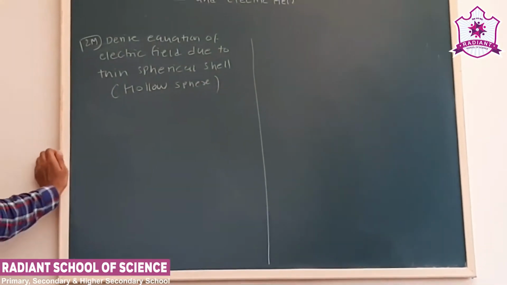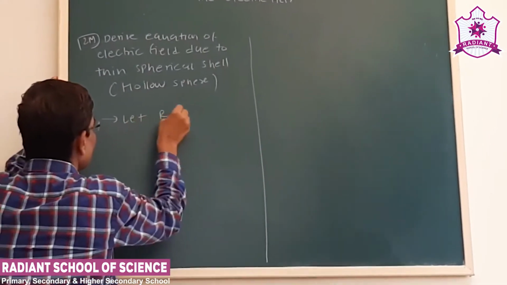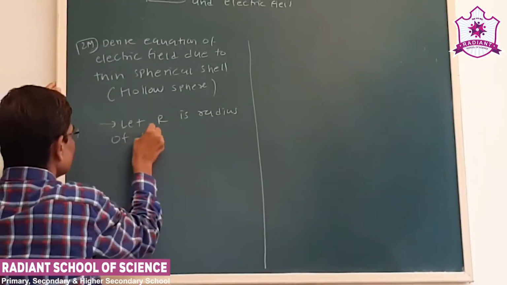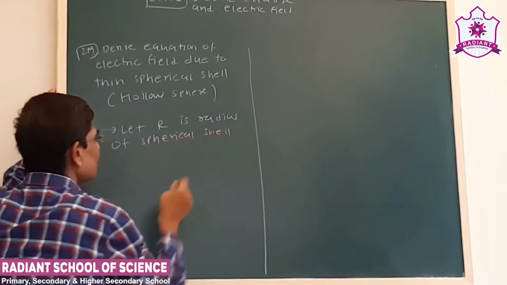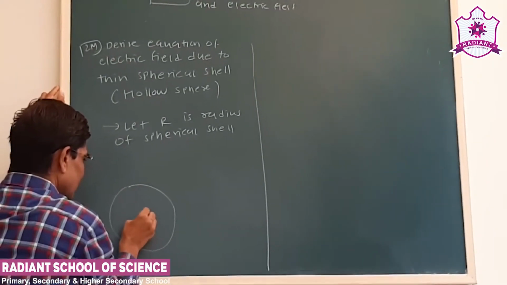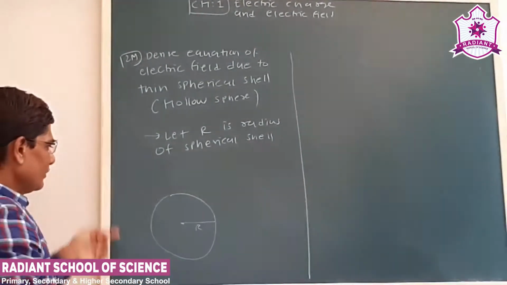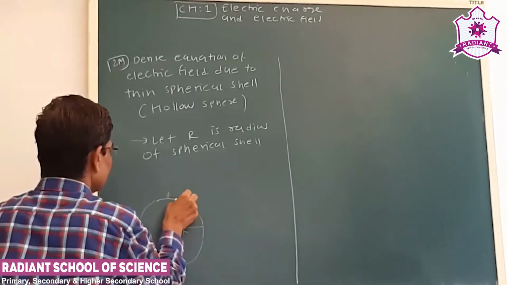Okay, a shell is a hollow sphere. Now let us say R is the radius of the spherical shell. Because it is a hollow sphere, charge will be uniformly distributed on the surface of the shell.